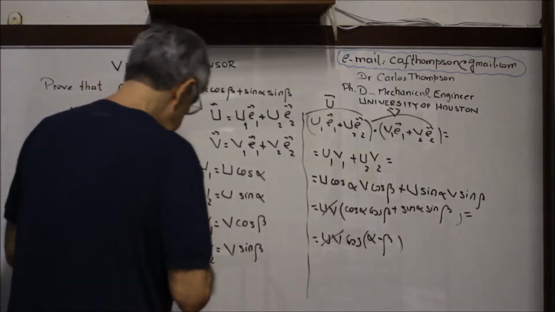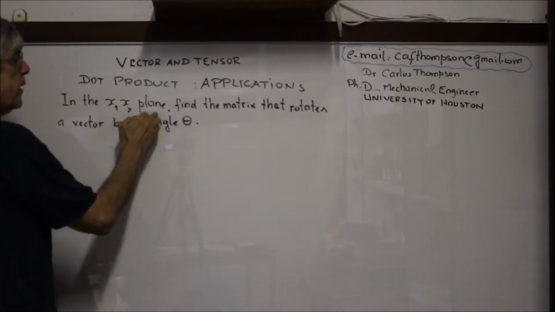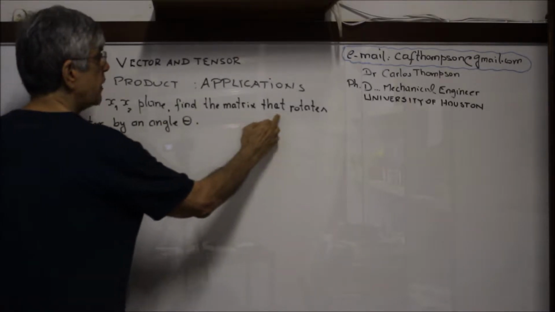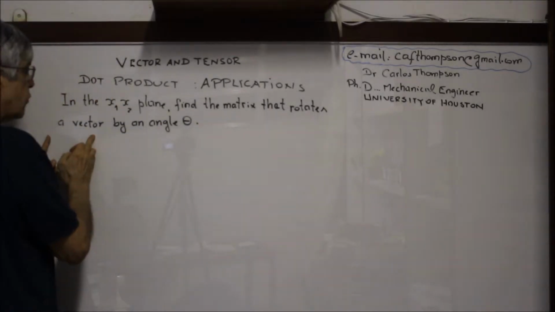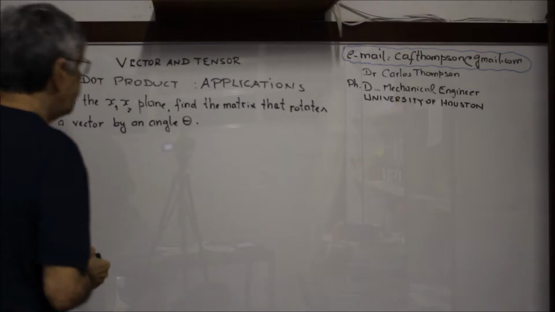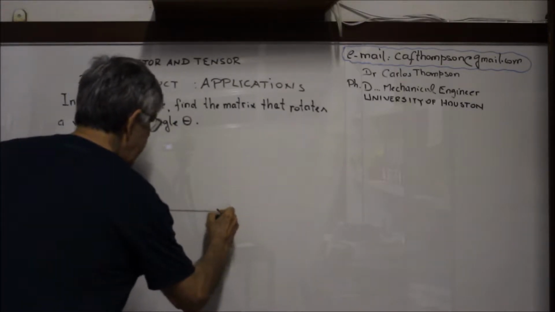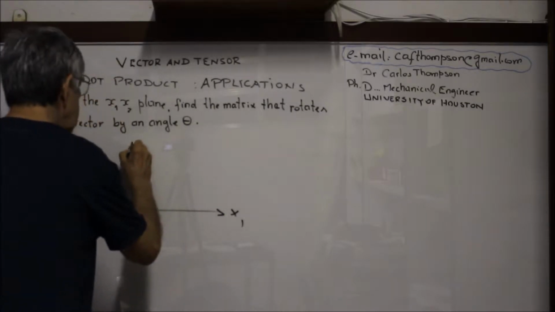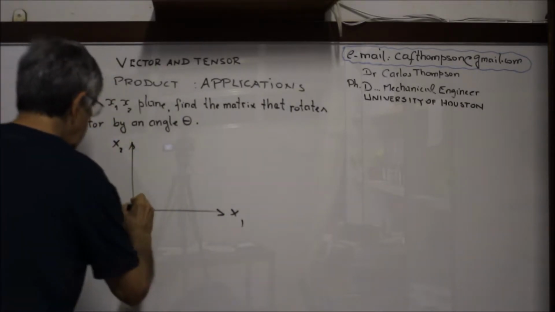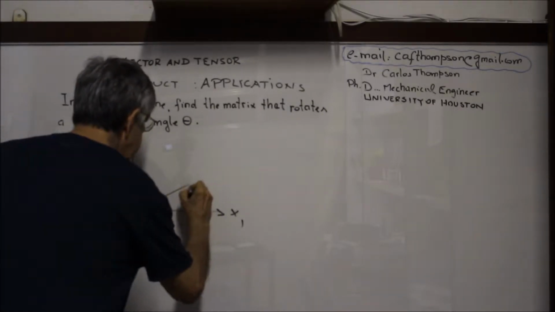So in the x1 x2 plane, find the matrix that rotates a vector by an angle theta. Let's draw my x1, x2. This is my vector v.